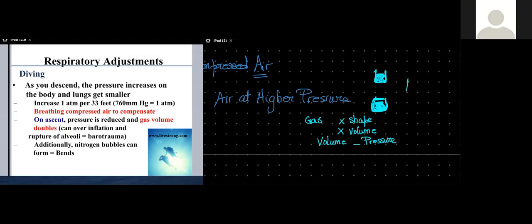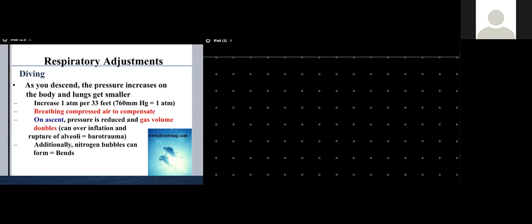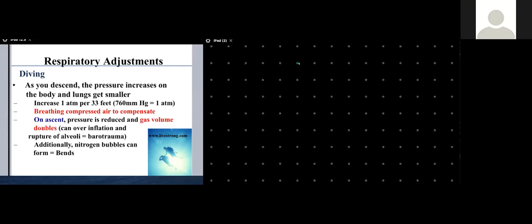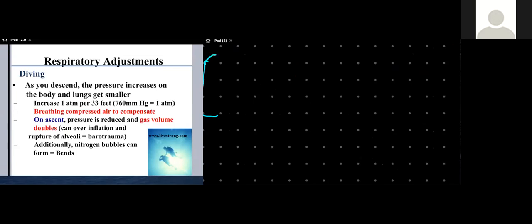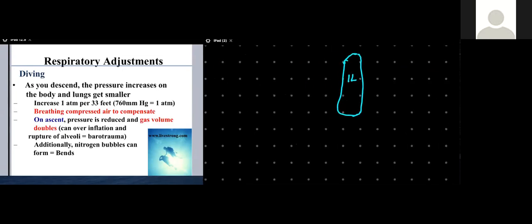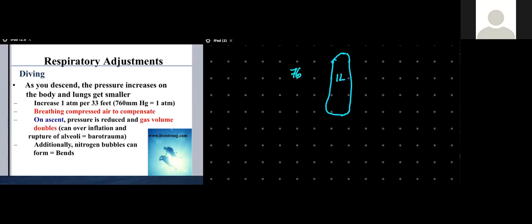If I have an empty cup, it is filled by air at an atmospheric pressure of 760 millimeters of mercury. The volume of the air is the volume of the cup, and the pressure is 760. What does it mean to have compressed air? Let's say this can, this bottle, has 1 liter of air at a pressure of 760 millimeters of mercury.